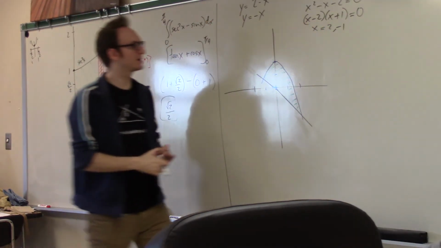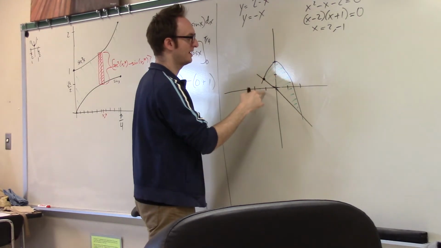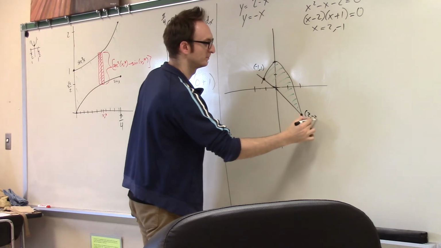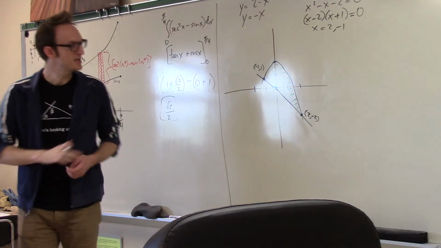Okay, so my algebra 1 tells me that these curves intersect at -1, 1, and also at 2, -2. Is that what you got? So yes, good. All right. So we need to find the.